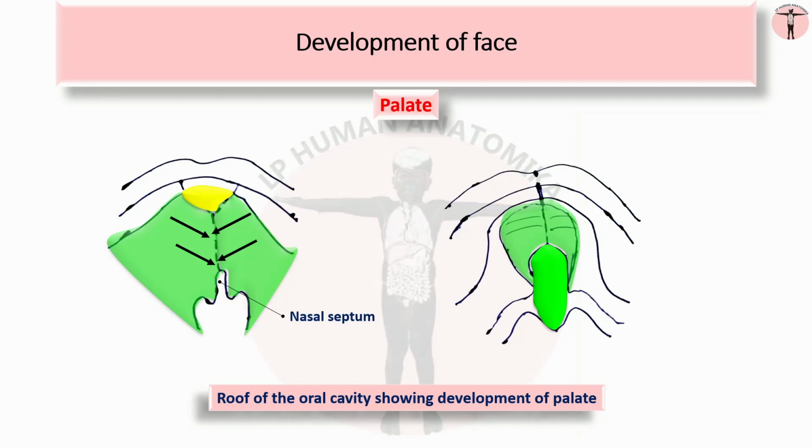The mesoderm in the anterior part of the palate undergoes intramembranous ossification and forms the hard palate. In the posterior part, the ossification does not happen and it remains as the soft palate with uvula. The muscles of the soft palate are derived from the first and second pharyngeal arches.